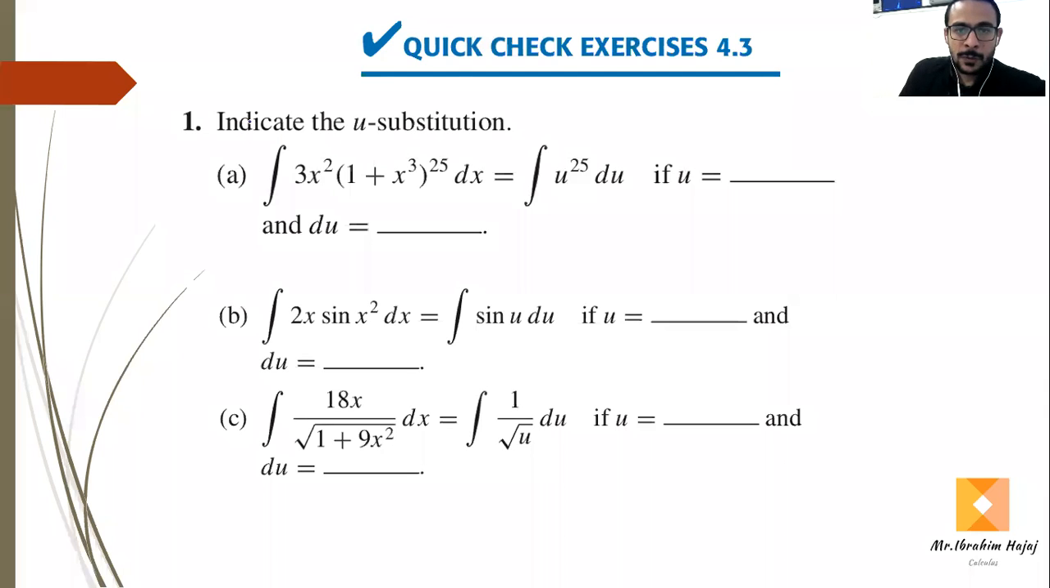Number 1, quick check exercise 4.3. Indicate the U substitution. It's a given question. From where, guys, do I know that I'm going to use the U substitution? First, we have two functions multiplied together: 3x squared multiplied by 1 plus x cubed to the power of 25. It's hard to expand, and it's hard to what?